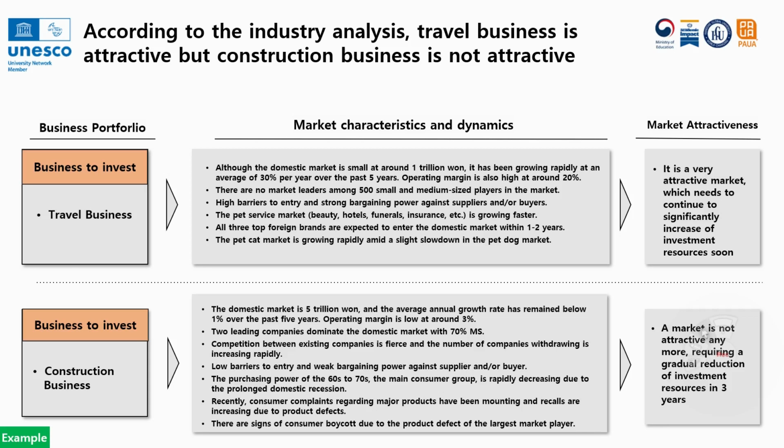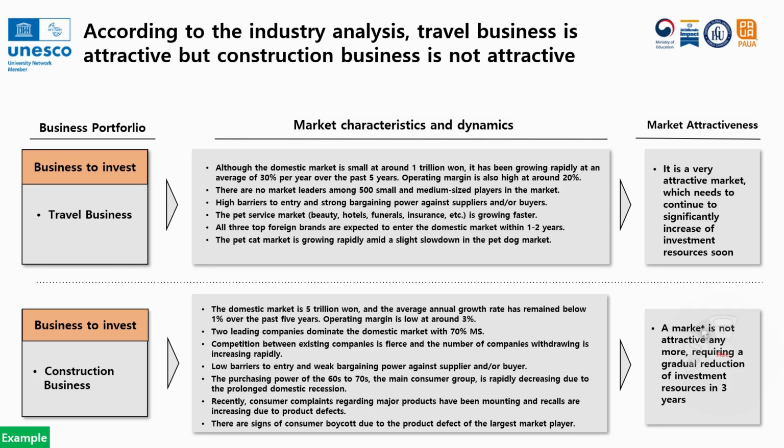When deciding market attractiveness, you have to look at the size of the market, the growth rate of the market, but also the profitability of the business. In this case, the operating margin of the travel business is very high, at around 20%. That's an indication that the market is so attractive.